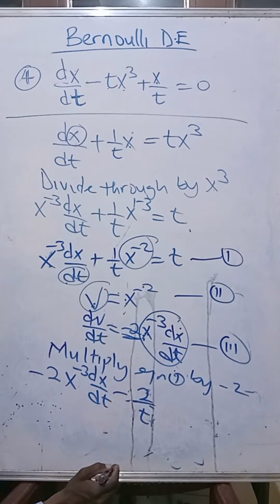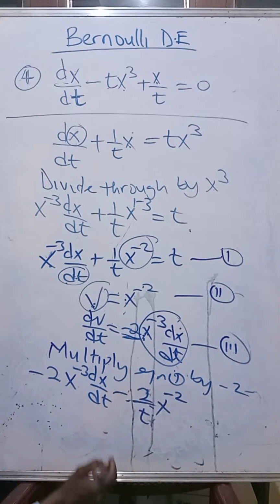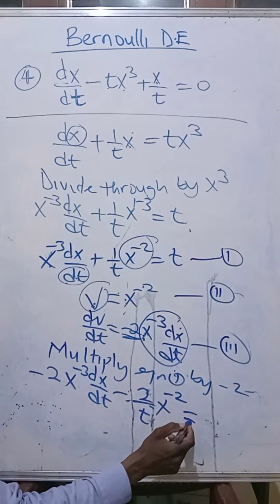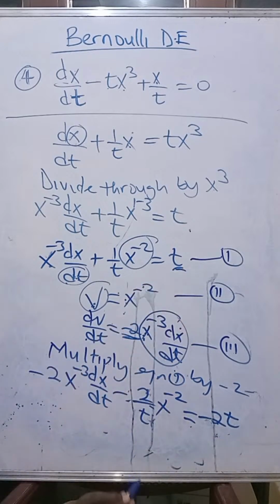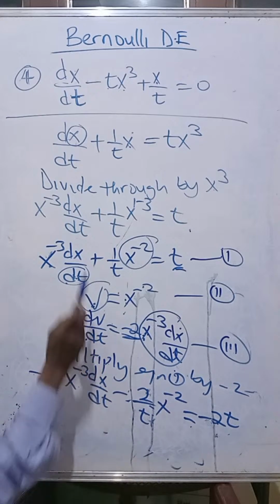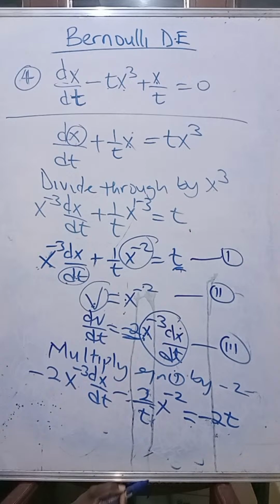That's 2 over t, x to power minus 2, and then equal to minus 2t. This place also times minus 2. So we have done that. Times minus 2 is there, times minus 2 times minus 2. So then this we now do another thing again.